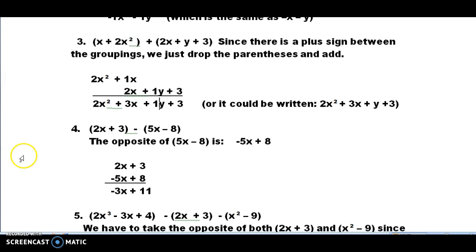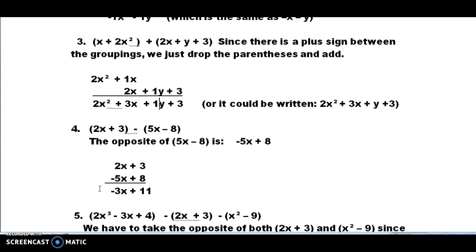On problem number 4, again, we have a minus sign between the groups, so we have to go ahead and take the opposite of that second group, and the opposite of 5x minus 8 is minus 5x plus 8. Each one of the two signs changes. And we add that to the first group. So combining like terms, we have 2 minus 5 is minus 3x, and 3 plus 8 is 11.